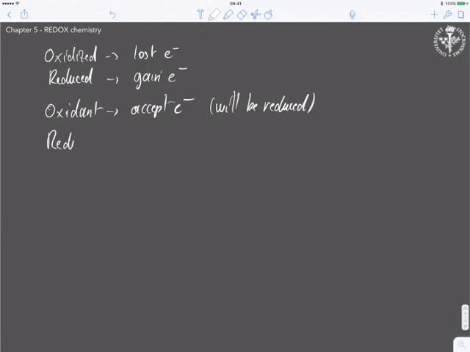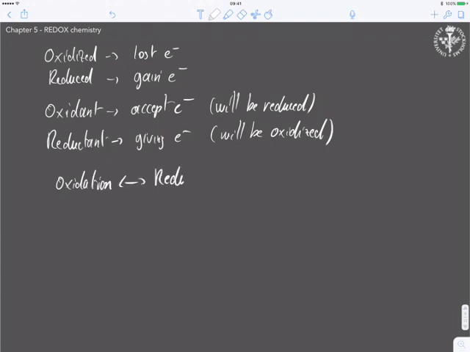A reductant is giving electron. So a reductant will be oxidized. We're talking about redox chemistry because it's always a coupling of two things. One is giving electron. Electron will not stay alone, naked in the environment, so you will have an electron acceptor. If you have an electron acceptor, you have a reduction. So an oxidation will always be coupled to a reduction.